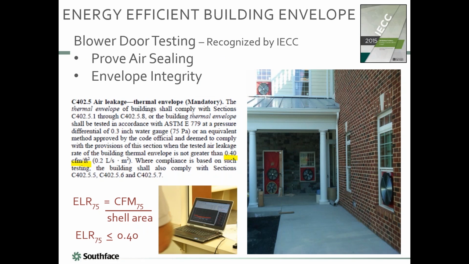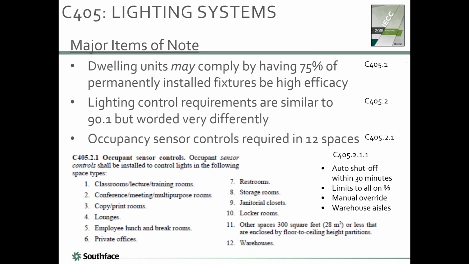And is there anything else big on that? I think those are the big differences between envelope. When you go to lighting, I've got some summary slides here. The major things that might be different or might be the same, I guess, with note, ASHRAE does not regulate dwelling unit light fixtures, but this one does. So 75% of all light bulbs have to be efficient.